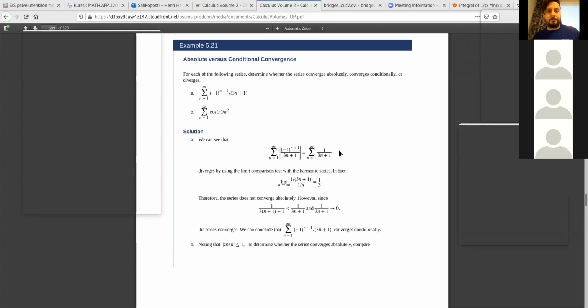So in B, there's absolute convergence because the cosine function there may be changing signs, but really, even if we replace that by 1 over n squared, we'd get the superharmonic series, and yeah, it would be convergent. Fairly simple.